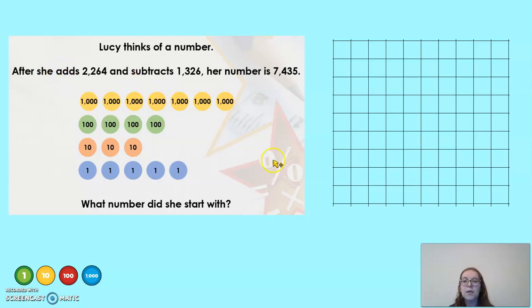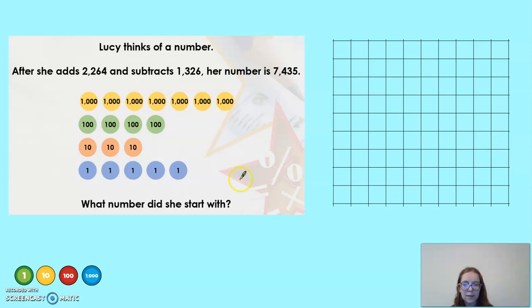So I know that Lucy finished with this number, 7,435. And to find the number she started with, I'm going to have to work my way backwards through the calculations that she did. And I can see that if we work our way backwards, the last thing she did was to subtract 1,326. So I'm going to do that. Instead of subtracting though, I'm going to add it together.